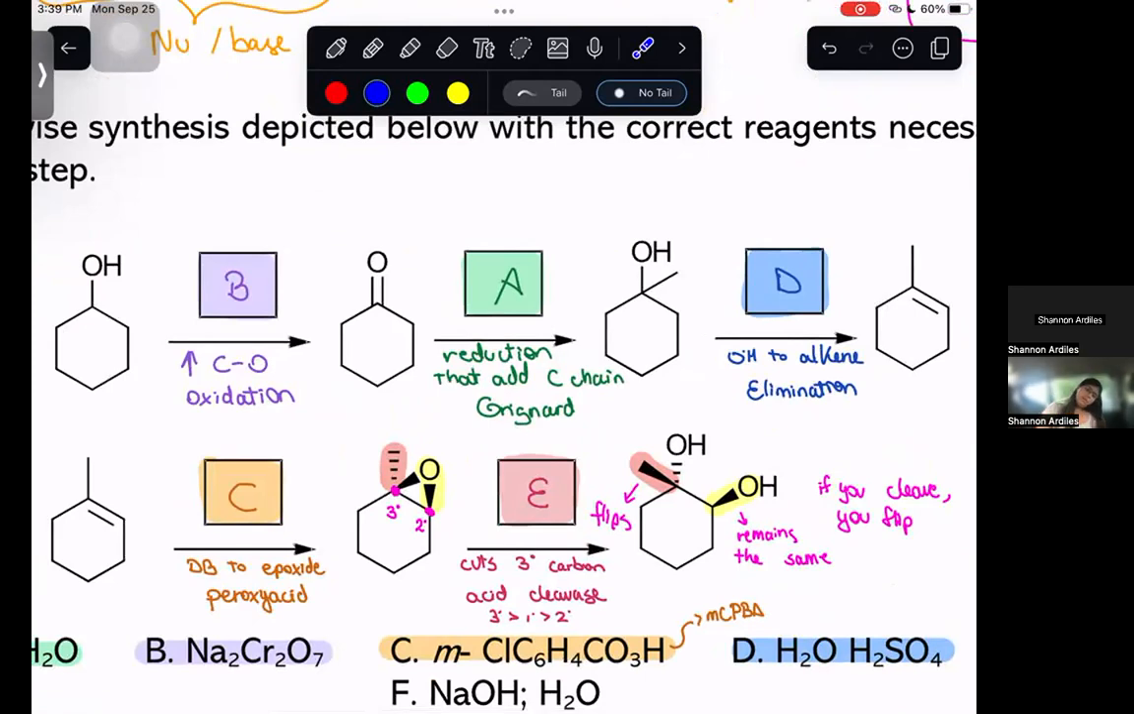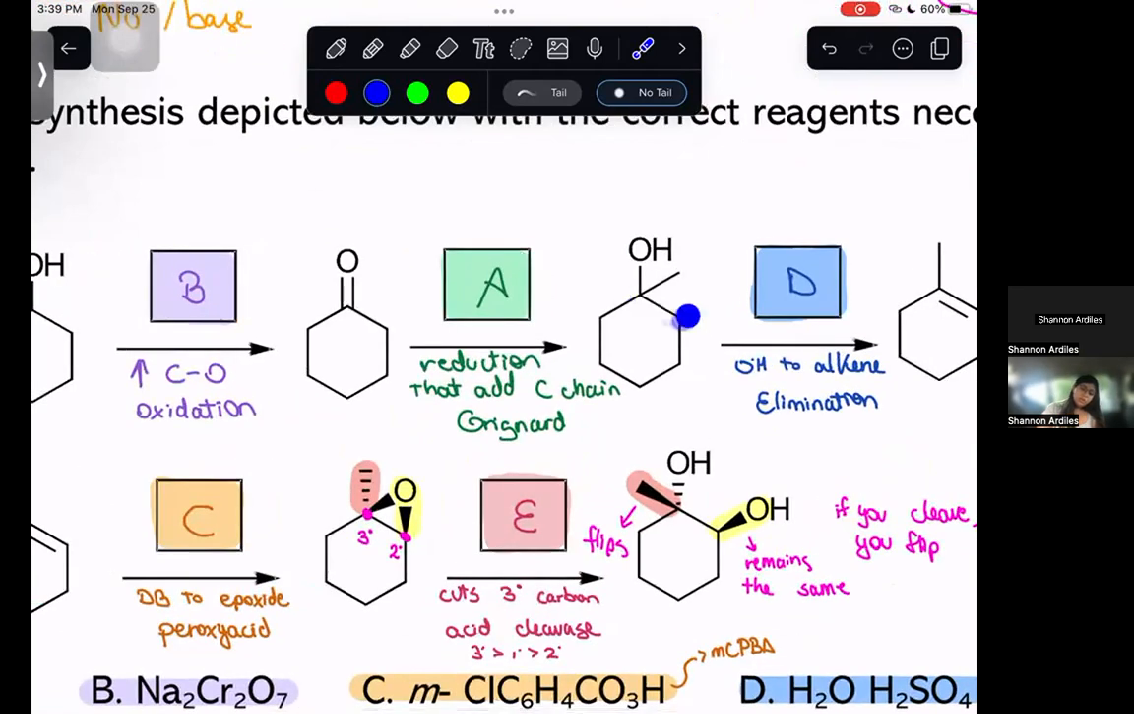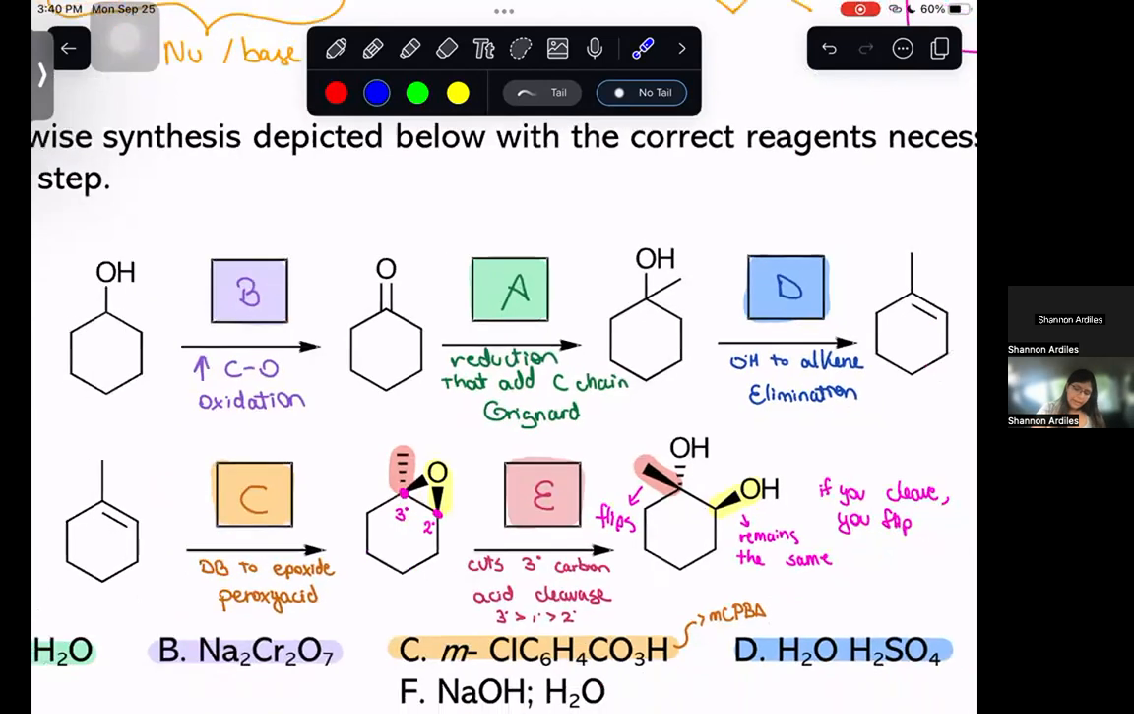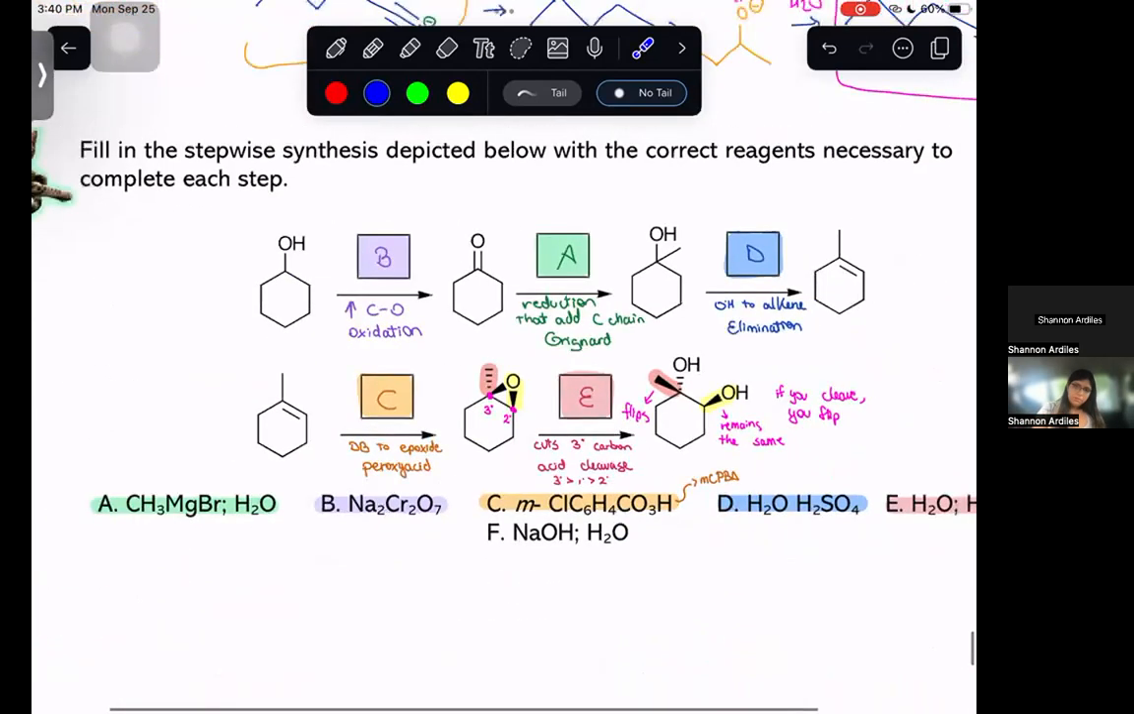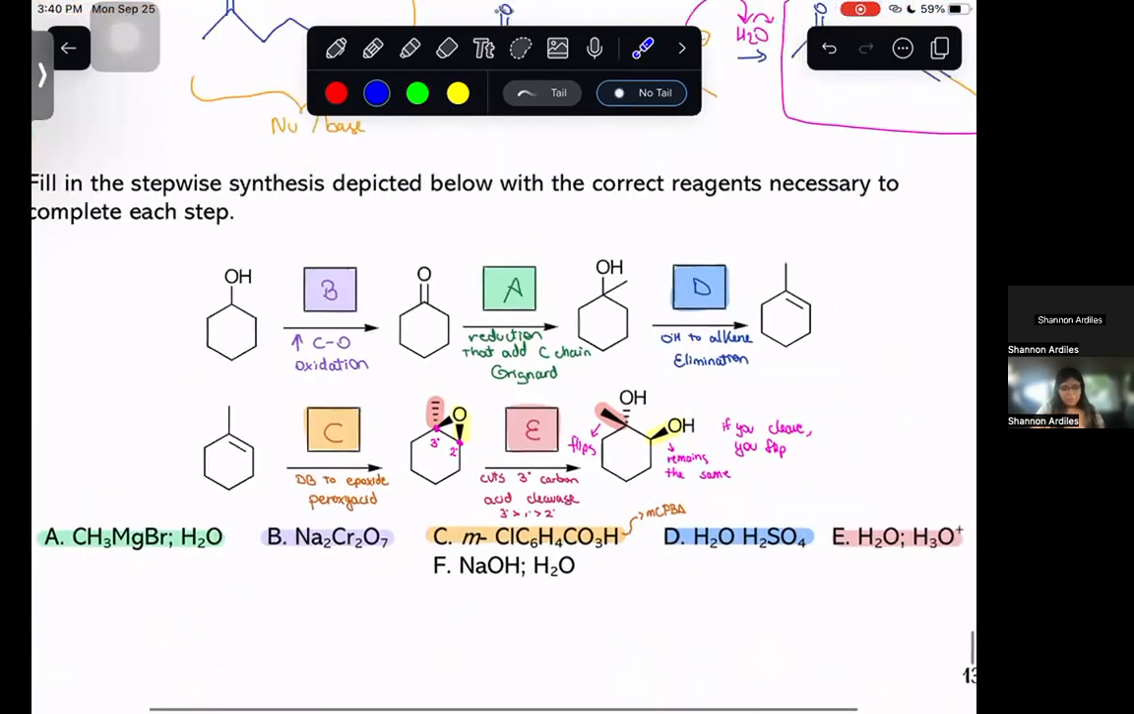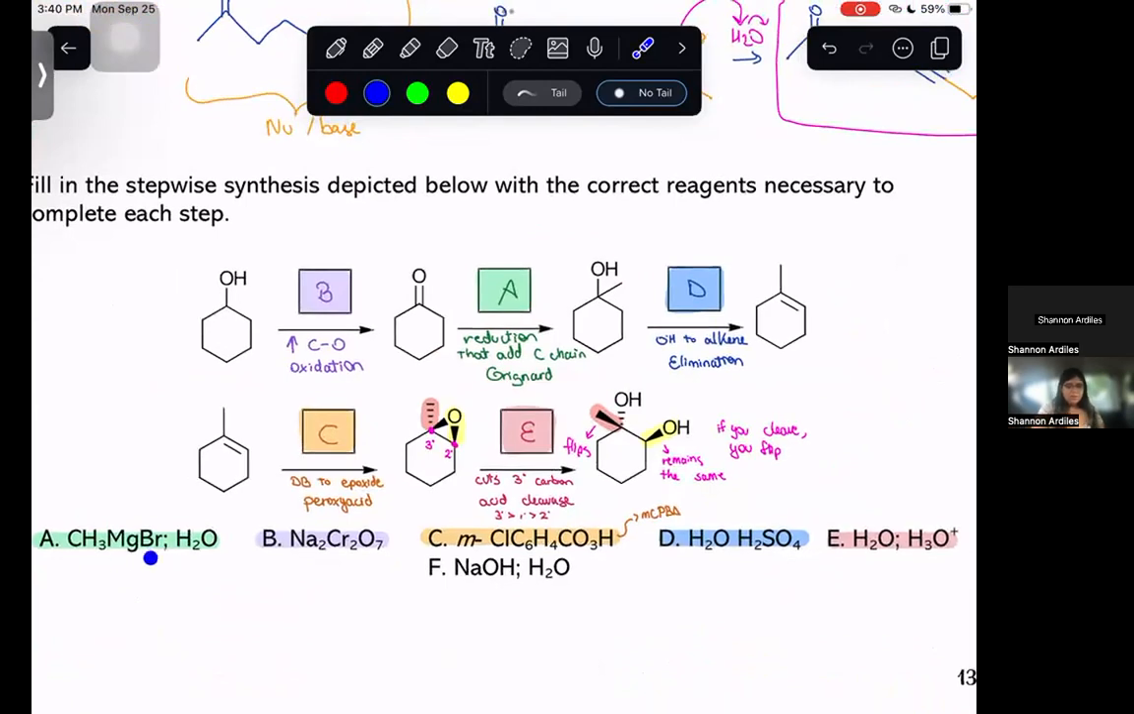Now, next one, we go from a ketone to a tertiary alcohol this time. One of the few reactions that we saw that was able to do that was Grignards, because we're adding an extra carbon chain. Remember, the sodium and the lithium reagent are adding hydrogens. So max, we're only getting a secondary alcohol. At this point, we're just going to be looking for the greenish reagent. The main part of the greenish reagent is MgBr, so of course it's going to be option A.